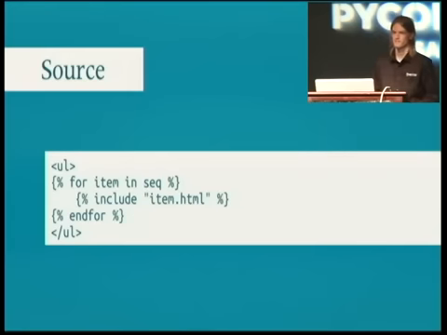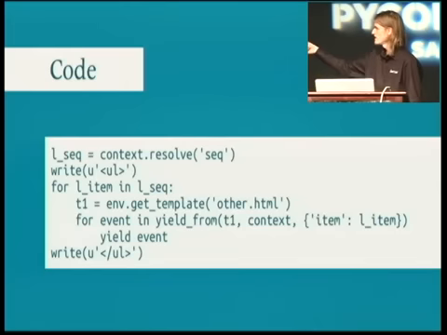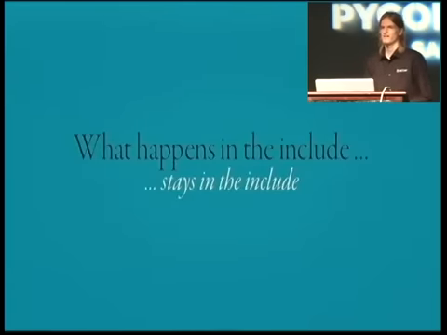If you take this source, for each item in the sequence, you include another template. The code that is generated looks roughly like this. You get the other template, and for every event in that other template, you yield this event again. And the event means a string of evaluated template code. And here you can see the context is passed, which was the original context, plus all the modifications on the local scope. In this case, the extra item is also passed to the include. So what happens in the include stays in the include. You cannot change any variable in the include and expect it to work outside of the included template.